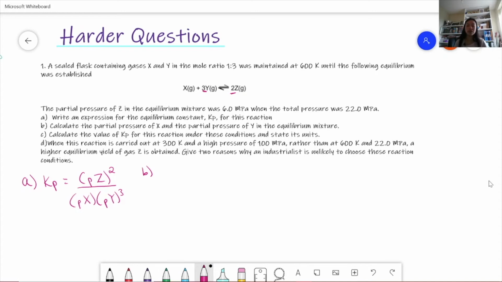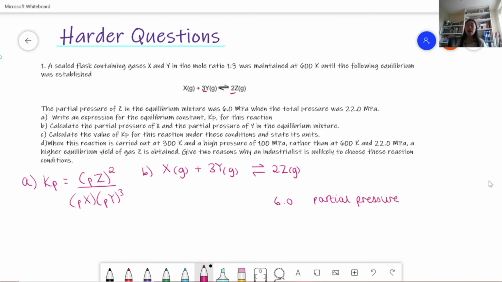Okay, so first of all, I'm going to start off with writing out the equation again. Now, it's actually a lot easier than it looks because firstly, you might think that you need to work out the equilibrium moles and the mole fractions in order to get the partial pressure, but actually we can just look at the ratio. And so we're told that the partial pressure of Z in the equilibrium mixture was 6 megapascals. So we've got 6 megapascals of the Z, and this is the partial pressure.